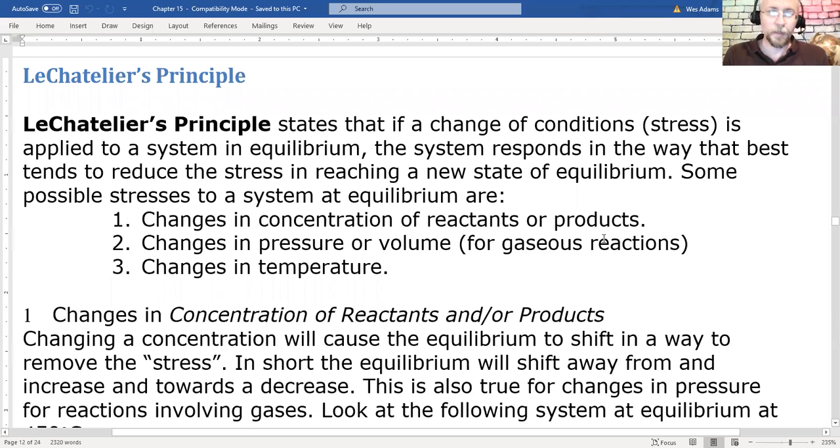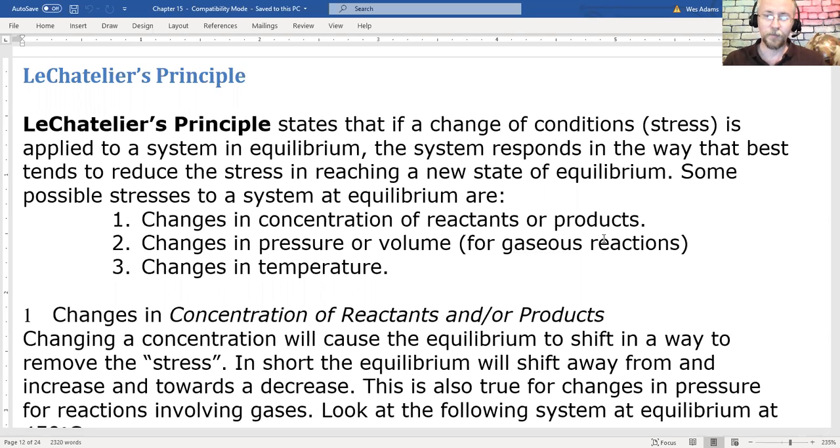Okay, let's talk a little bit about Le Chatelier's principle. Le Chatelier's principle states that if you put some sort of stress on a system that's in equilibrium, the system will respond in a way to alleviate that stress. It may shift towards reactants or products, but it may very well shift one way or the other.